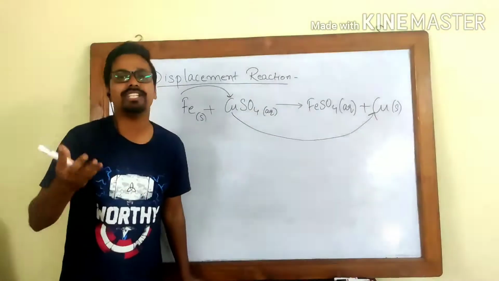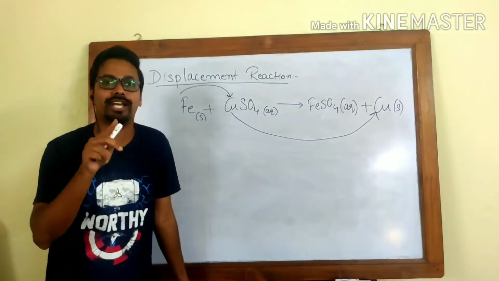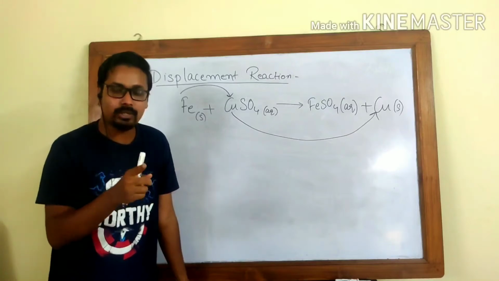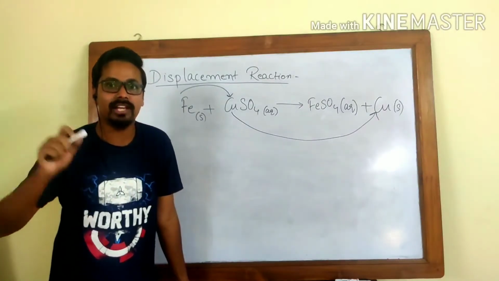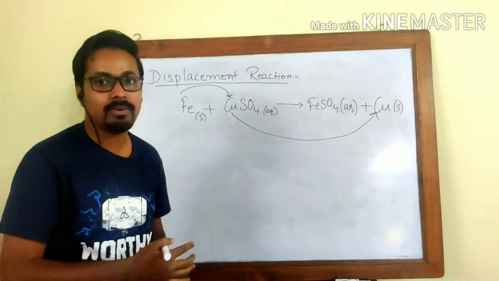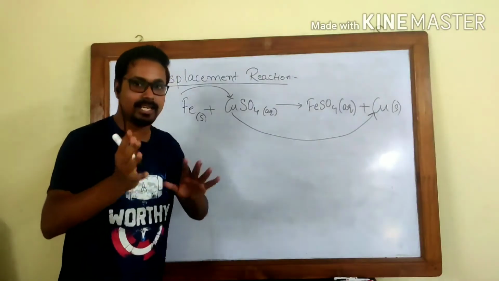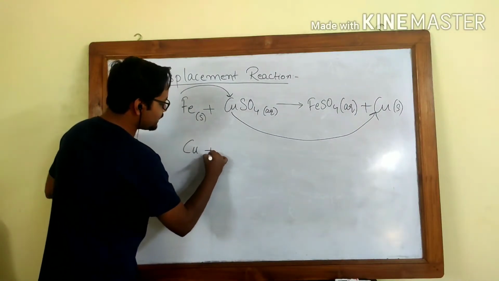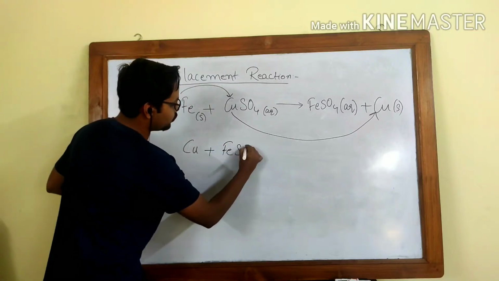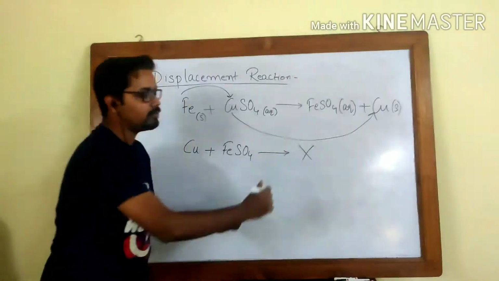Now, how to understand which element has higher reactivity? For that, you can go to page number 45 of your NCERT book. On that page, you will find one green box at the bottom, which gives the activity series of elements. There you can find which element is more reactive, which element is less reactive. Let us take this case here. If I take copper and try to react it with ferrous sulfate, what will happen? Well, in this case, no reaction will take place, no product will be formed.